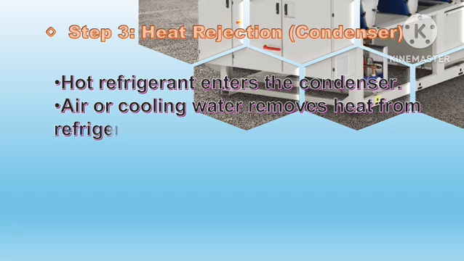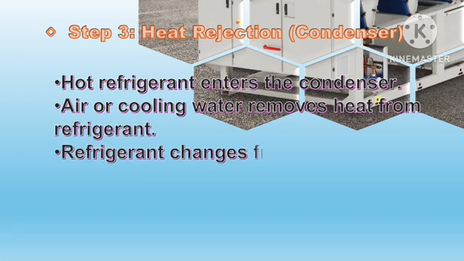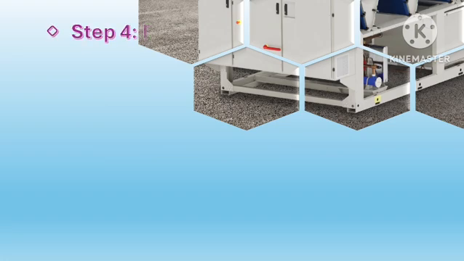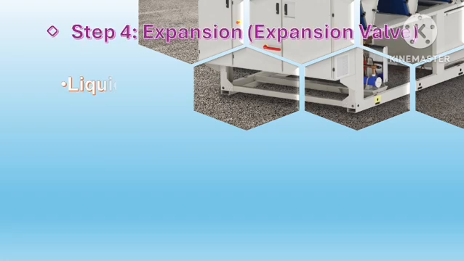Step 5. Cycle repeats. Cold refrigerant again enters the evaporator. The cycle keeps repeating continuously in a simple refrigeration cycle.